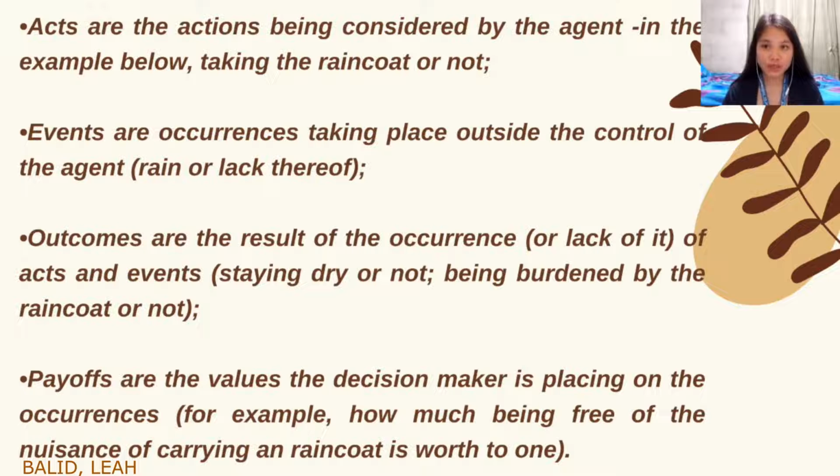Acts are the actions being considered by the agent. In the example, taking the raincoat or not. Events are occurrences taking place outside the control of the agent. Example, rain or lack thereof. Outcomes also are the result of the occurrence or lack of it of acts and events. Staying dry or not, being burdened by the raincoat or not. Payoffs are the values the decision maker is placing on the occurrences. For example, how much being free of the nuisance of carrying a raincoat is worth to one.